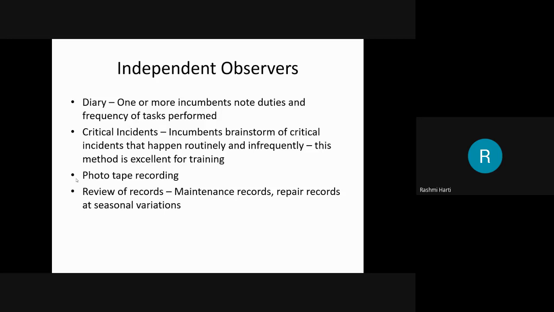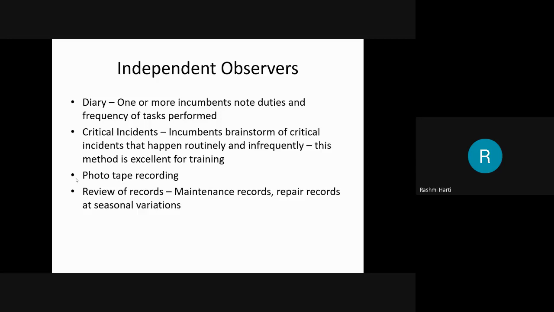Okay, so here the incumbents of this critical incident are brainstormed about this particular incident, and that happens routinely and infrequently. So this method is excellent for training. Whatever unseen activities happen in the organization. For example, you are doing a particular activity, a normal routine activity, but there is some breakdown. That becomes a critical incident.